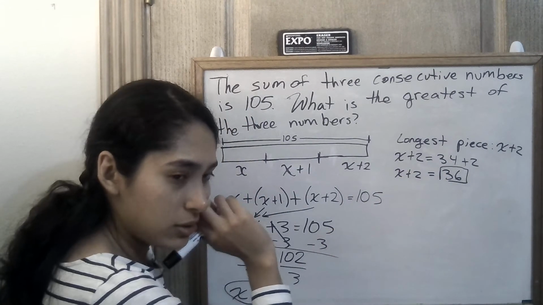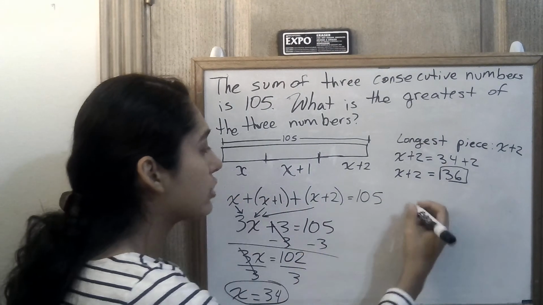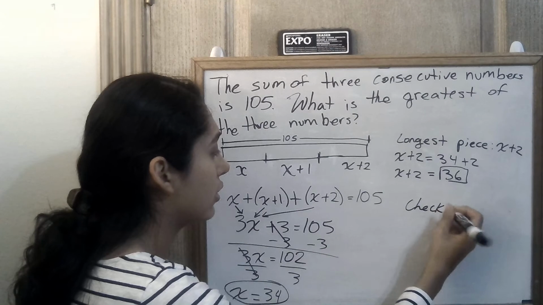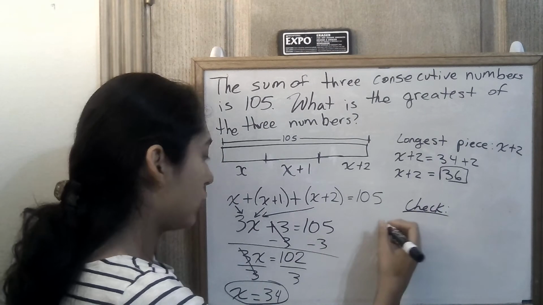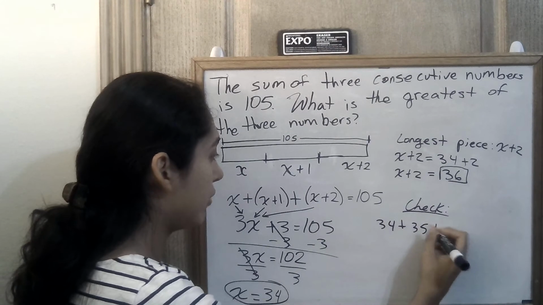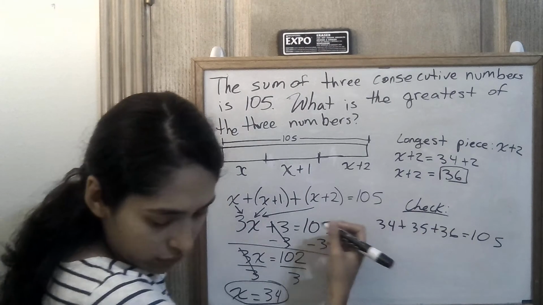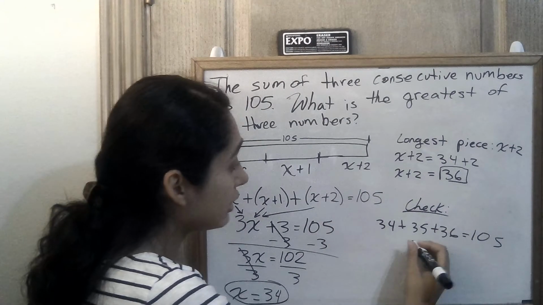We can always just go back and check by doing 34 plus 35 plus 36 is equal to 105. We go ahead and plug that all in. We do find out it is indeed equal to 105.